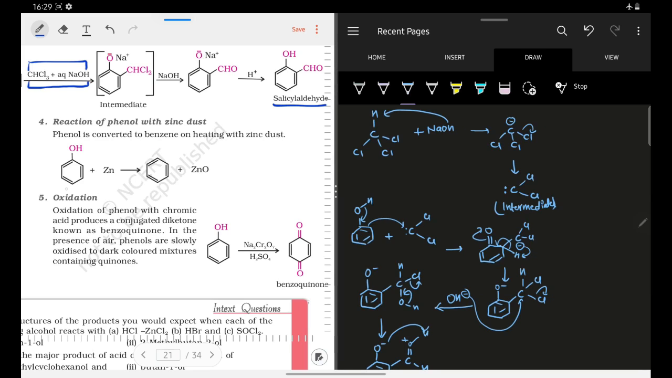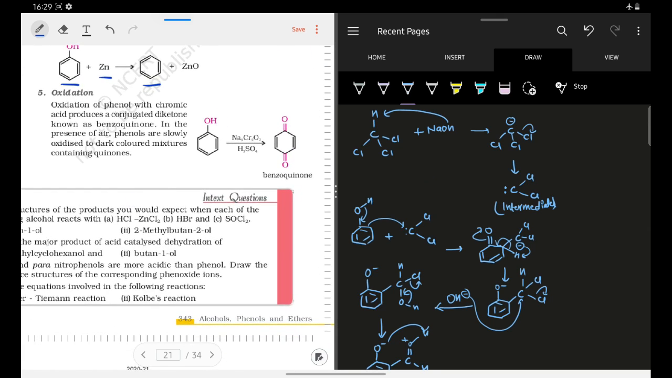Here it is a simple reaction, that phenol is treated with zinc, and it leads to the reduction of the phenol ring. So this is also very important because sometimes it gives you 2-3 reactions, and then you have to predict the product. So this reaction may be asked.